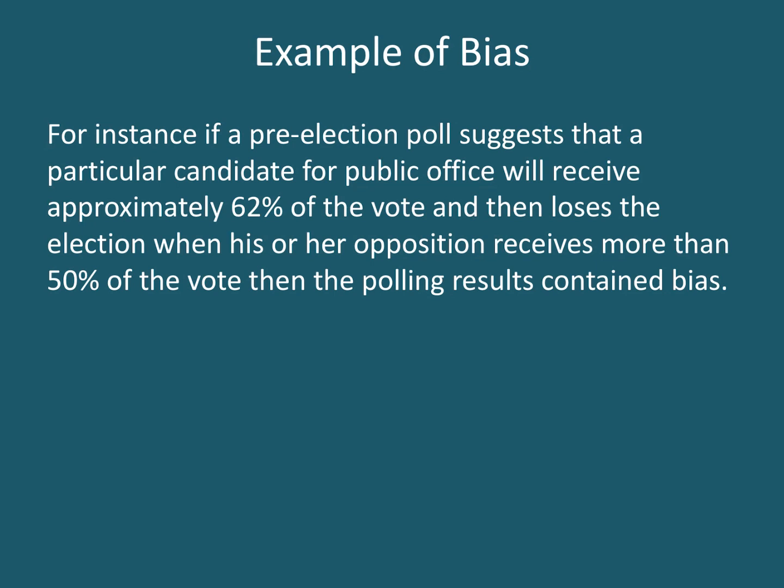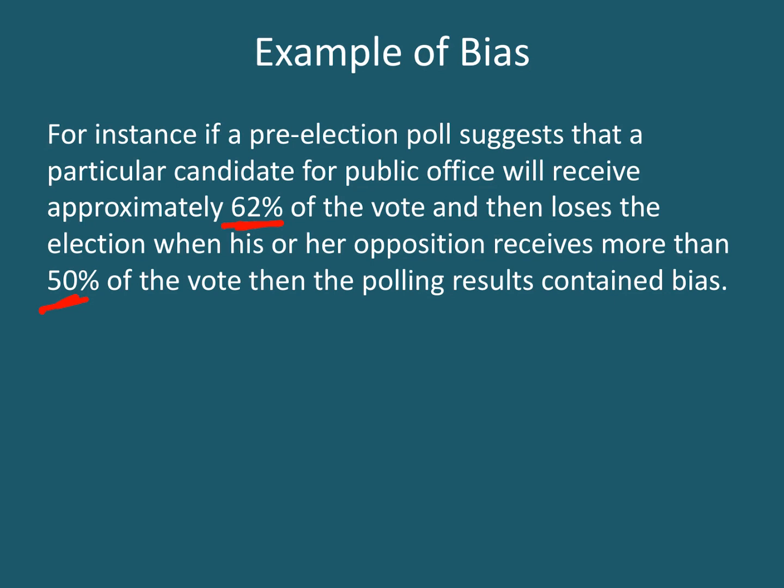Now let me give you an example of some bias. For instance, if a pre-election poll suggests that a particular candidate for public office will receive approximately 62% of the vote, but ultimately loses the election when his or her opponent receives more than 50% of the vote, then obviously the polling results contained bias.